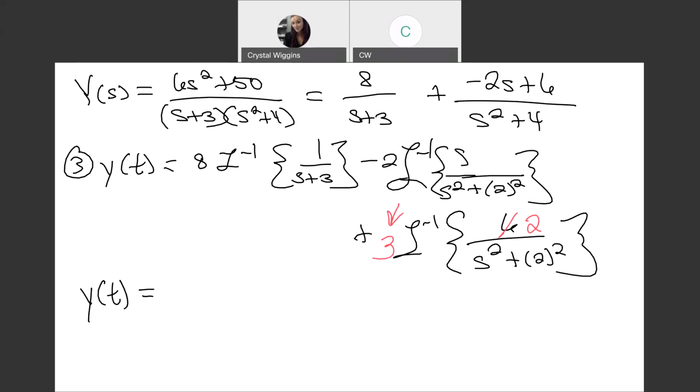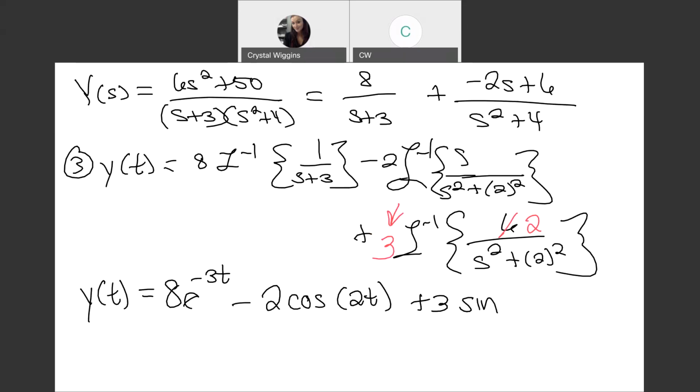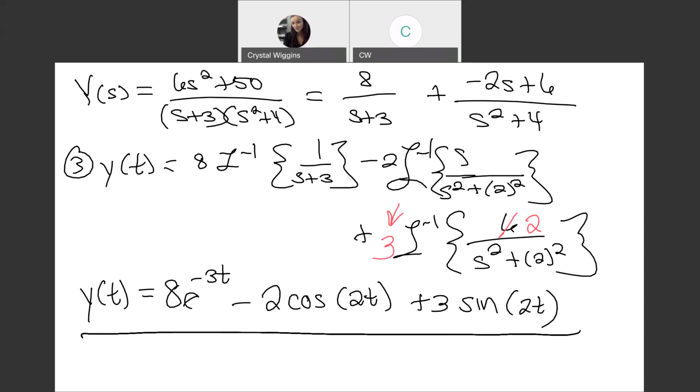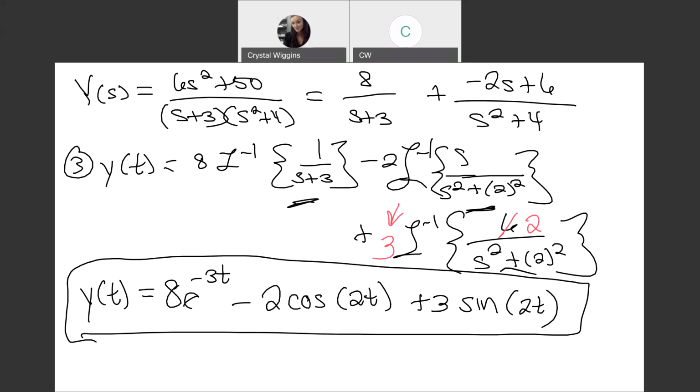y of t is equal to 8e^(-3t) minus 2 cosine of 2t plus 3 sine of 2t. And again, where is this sine, cosine, and e function coming from? If you look back at that table, you will see that those are the functions that correspond to these setups. Let's try one more example.